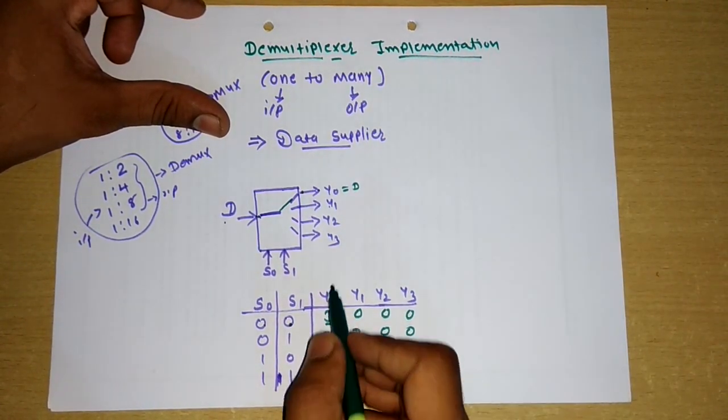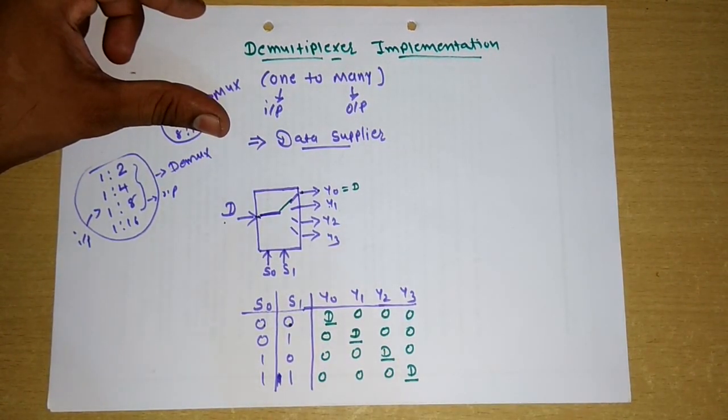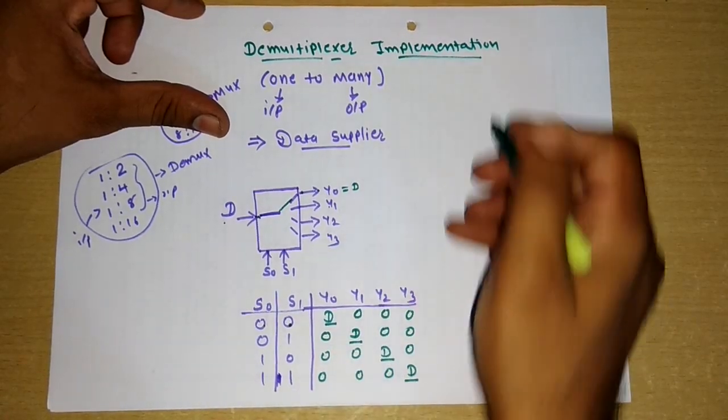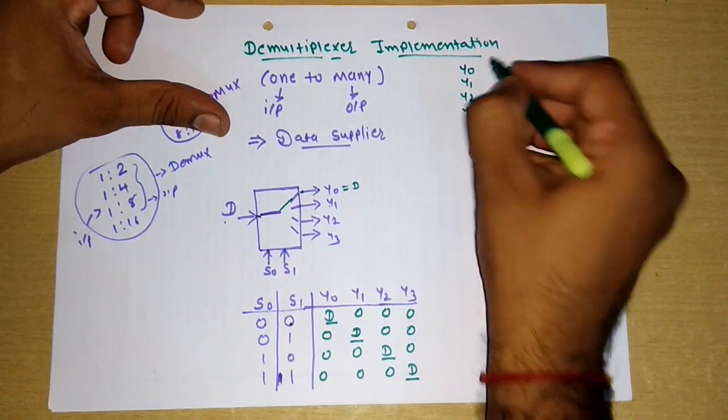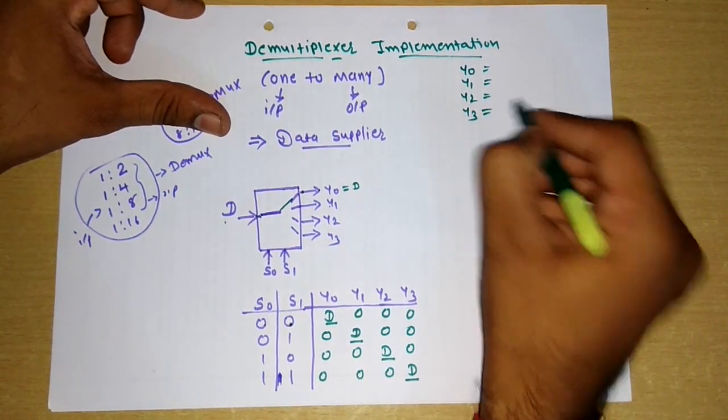So for that we must have as many equations as there are output lines. There are 4 output lines, Y0, Y1, Y2, Y3. So 4 equations are necessary.